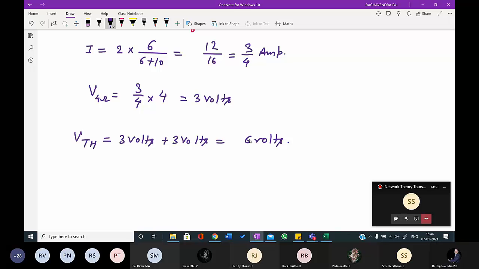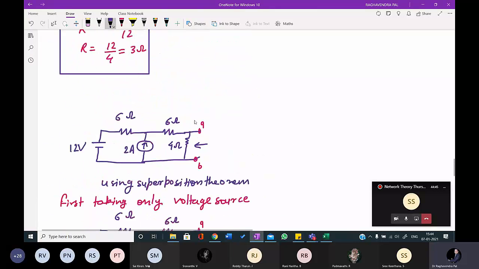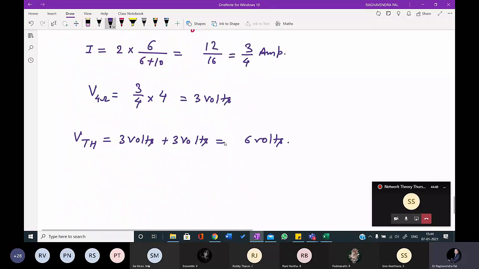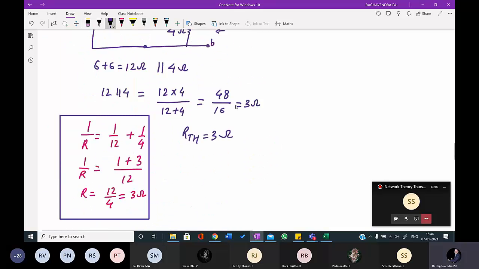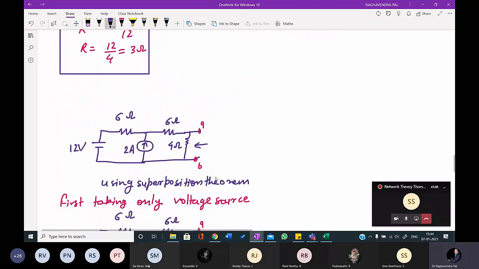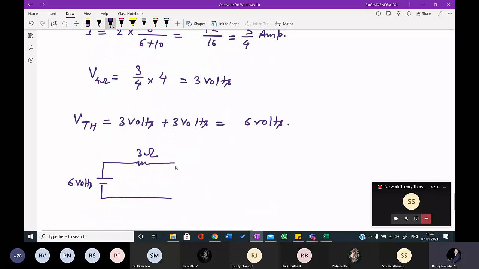Now, we have got VTH as 6 volts and RTH also we have got. How much is it? 3 ohm. So what will the circuit be? Thevenin's equivalent circuit will be a 6 volt battery connected through a 3 ohm resistor. And what was the load that we removed earlier? It was 1 ohm. So this is your load, 1 ohm. This is your Thevenin's equivalent circuit.